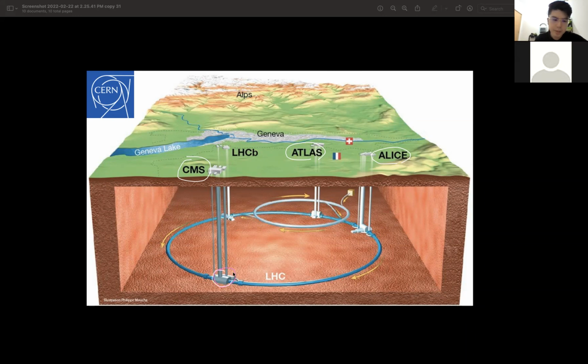This one. This is where the collision happened. This is another station for the collision. This is another station, and this is another station. You got like 4 stations over here.